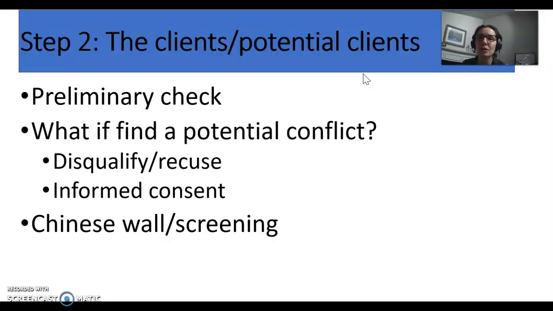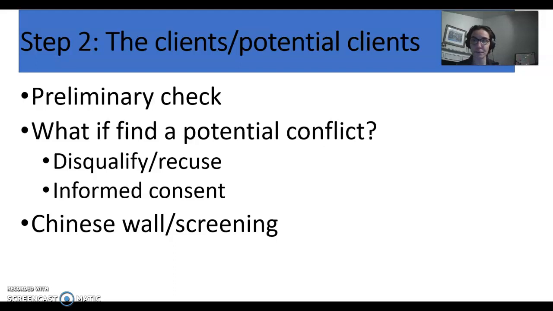What about step two, which is the clients and the potential clients? There are some good samples in your book of what a conflicts check sheet can look like, but in your law firm, there will be a system employed to check for conflicts. It's called running a conflicts check. And the lawyers in the law firm routinely run a conflicts check for any new client and even for existing clients for new matters, right?